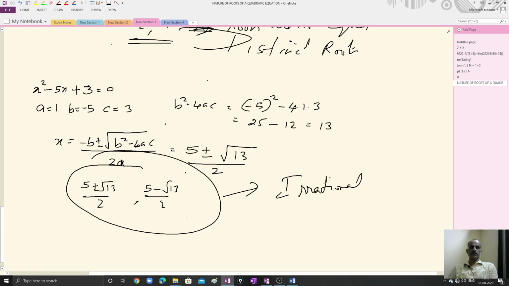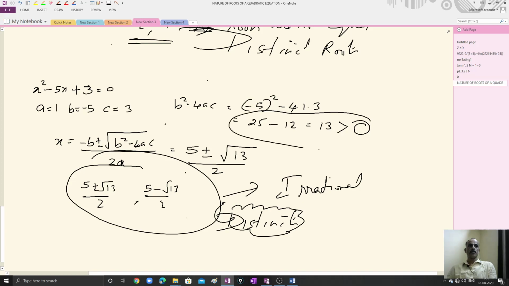From an entrance point of view, for those who are preparing for MCQ, we need to know when we have irrational roots. For others, it doesn't matter. In grade 10, we need to know whether they are equal. Roots are distinct or different. Okay, when does this happen? This happens when b square minus 4ac is greater than 0.